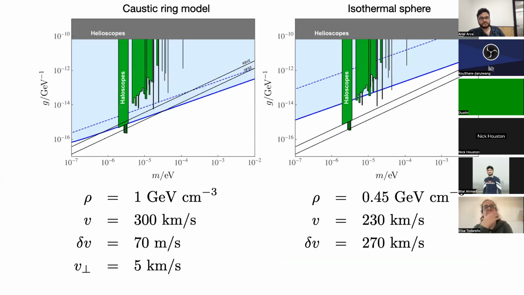We made some sensitivity forecasts for two different models of the dark matter halo of our galaxy. There's a classical isothermal sphere, and there's this more exotic caustic ring model, which performs better because in this model, the velocity dispersion of the dark matter is very small. It's 17 meters per second, not kilometers per second. So this is extremely small. This means that all the power from the decay is concentrated into a very narrow band, which enhances the signal to noise.